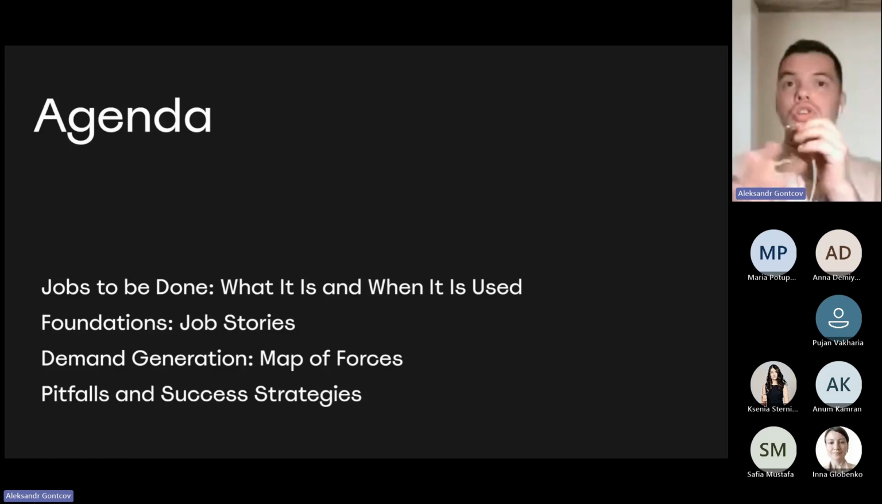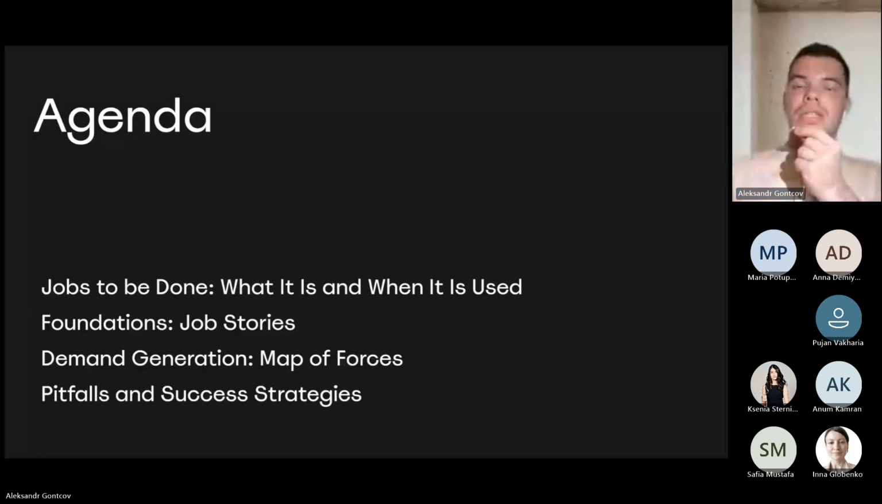First of all, we are going to discuss jobs to be done as a framework and highlight a specific case, actually a set of cases where you can apply the framework. Again, as any tool, it works perfectly for one case, but it's absolutely inapplicable for another case. So in that part, we are going to discuss what cases suit jobs to be done perfectly. We will discuss pitfalls and success strategies, what mistakes you can make, and how to avoid these mistakes.